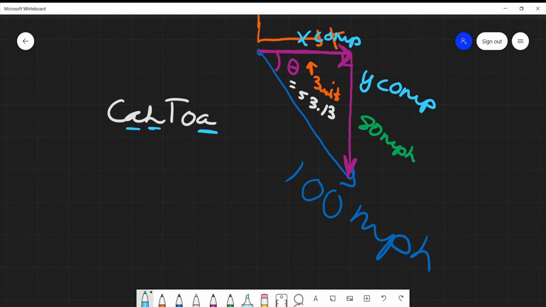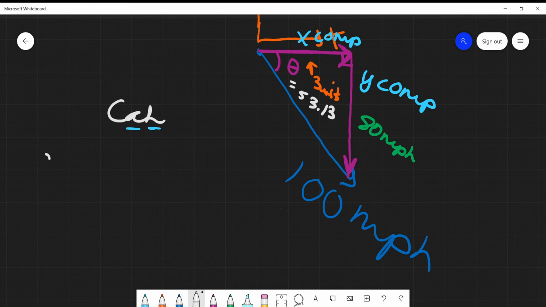And later down the road, when you get into forces and stuff, the sine and the cosine of everything comes in handy. You hardly ever use tangent. So I would get in the habit of using cosine and sine for this.